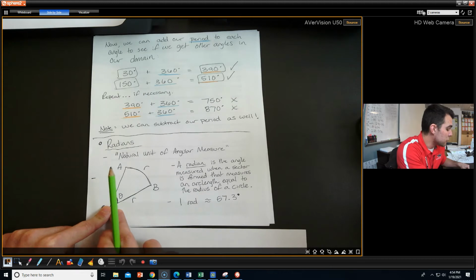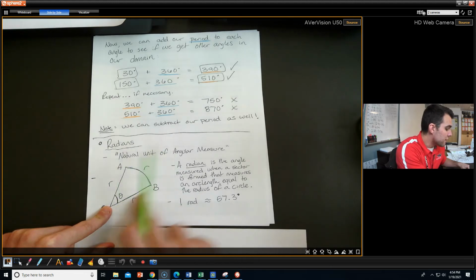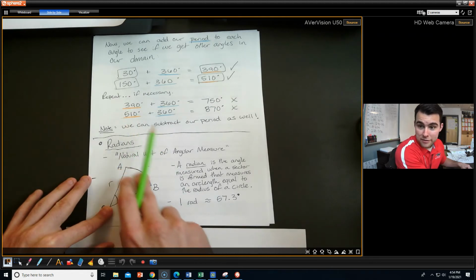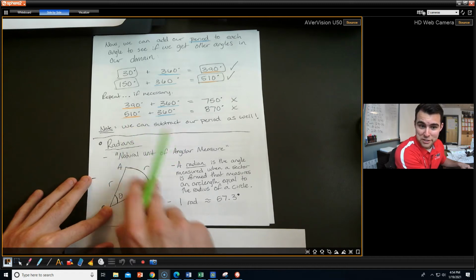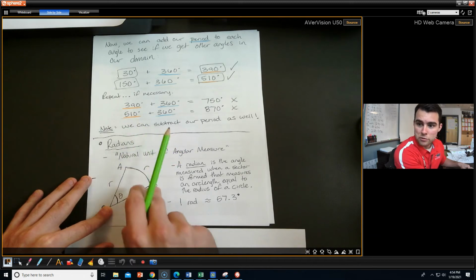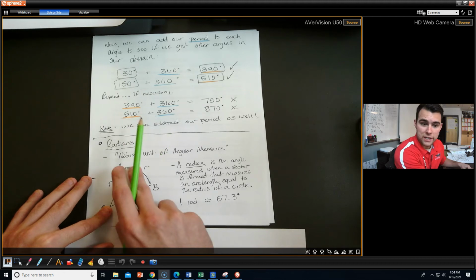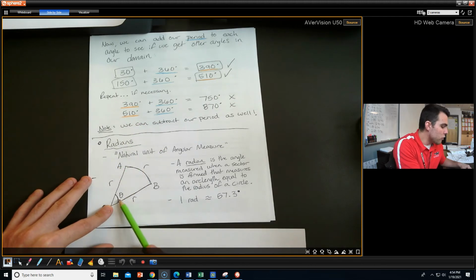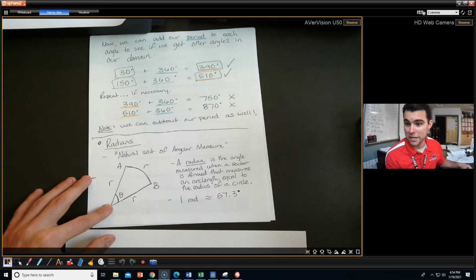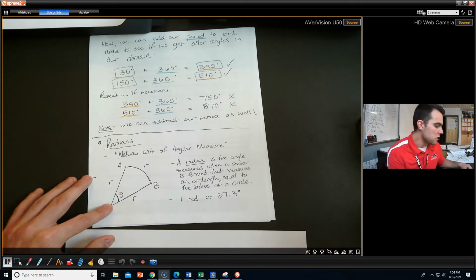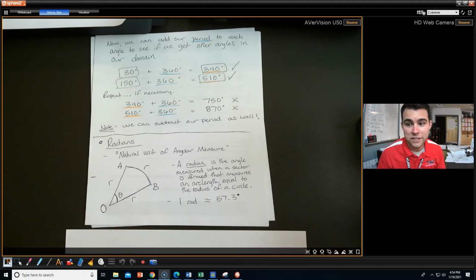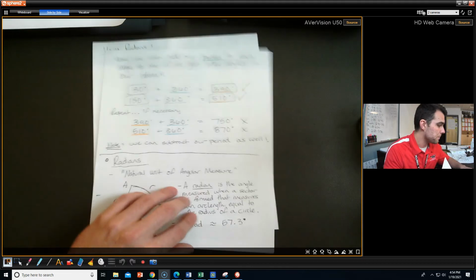If the arc length around the circumference of my circle equals r, the radius, then the angle formed to measure between here and here is 1 radian by definition. And that's all it is. 1 radian is approximately 57.3 degrees, which sounds gross, but there's actually a really easy way to convert them and work with radians. We're going to see it in a little bit. Okay?